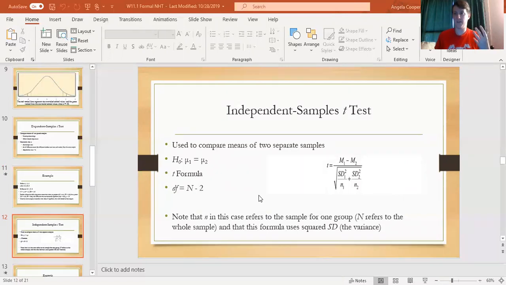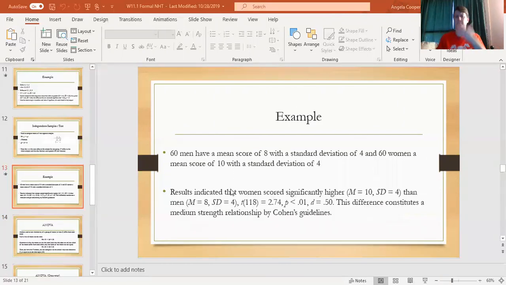So that would be 60 minus 2 is 58. So here we go with an example. Again, 60 men have a mean score of 8 with a standard deviation of 4, and 60 women have a mean score of 10 with a standard deviation of 4.